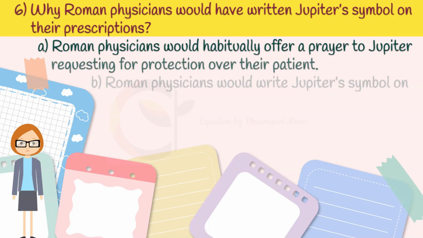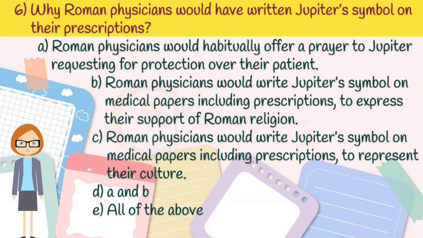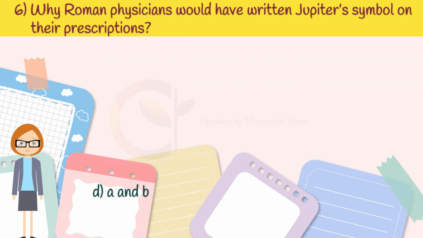Question 6. Why would Roman physicians have written Jupiter's symbol on their prescriptions? Option A, Roman physicians would habitually offer a prayer to Jupiter, requesting protection over their patient. Option B, Roman physicians would write Jupiter's symbol on medical papers, including prescriptions, to express their support of Roman religion. Option C, Roman physicians would write Jupiter's symbol on medical papers, including prescriptions, to represent their culture. Option D, both options A and B. Option E, all of the above options. The correct answer is option D.